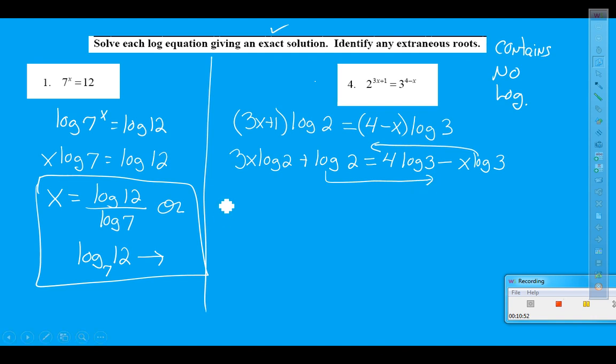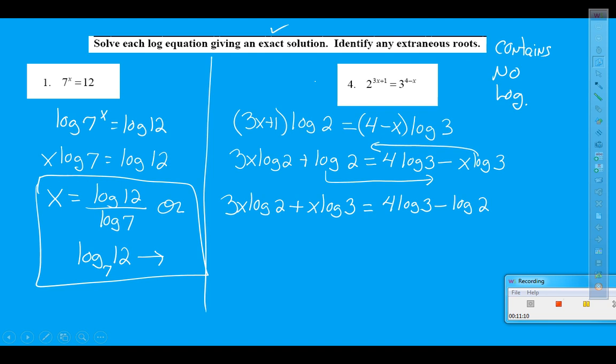So here's what I've got now. I've got 3x log of 2 plus x log of 3 equals 4 log of 3 minus log of 2.